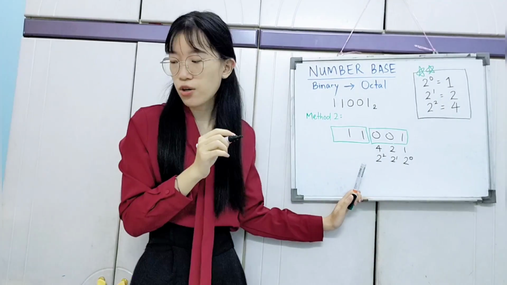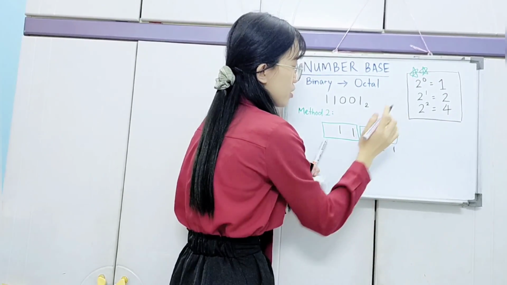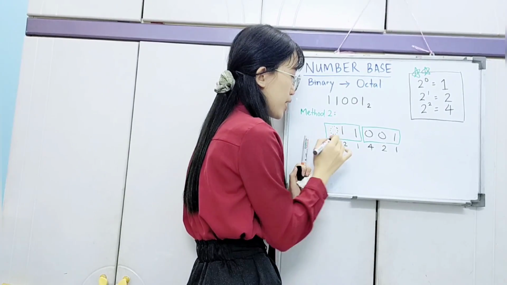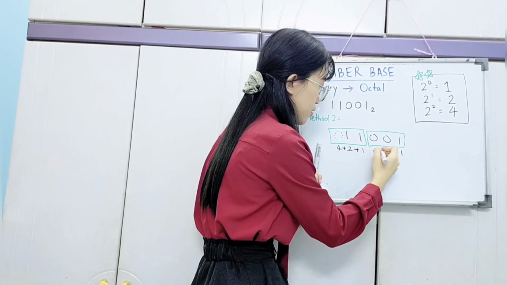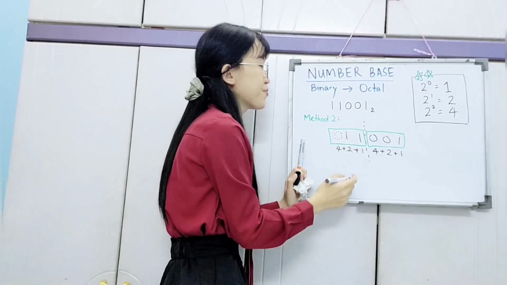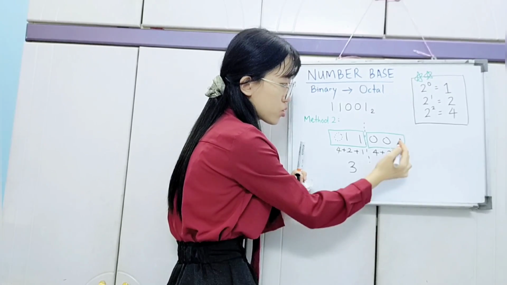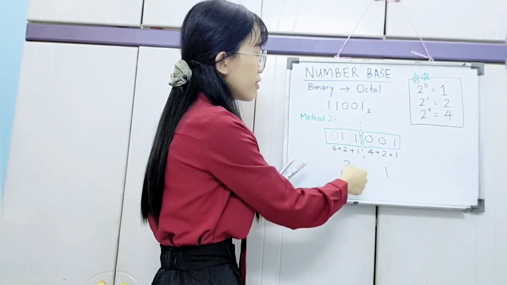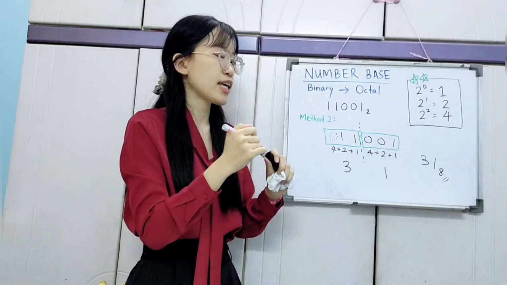Understand? Let's see the other group. So 1, 2, and here we add a 0 to it. Now we need to sum it. Here 2 plus 1 we get the number 3, right? And here we get the number 1, because 1 times 1 is 1. So obviously the answer is clearly shown that the final answer is 31 in base 8 form. So this is the second method.